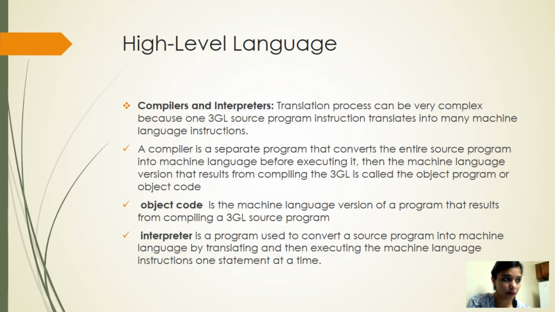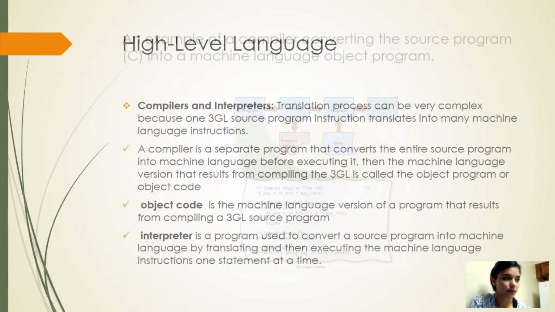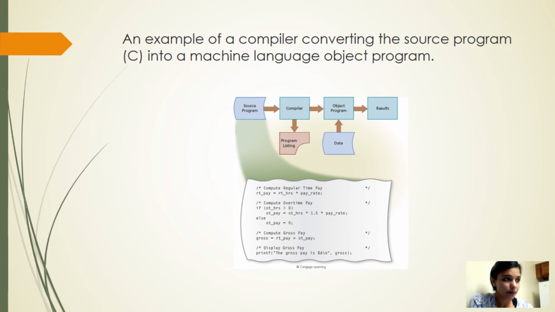Then we have compilers and interpreters. The translation process can be very complex because the 3GL source program instructions translate into many machine language instructions. A compiler is a separate program that converts the entire source program into machine language before executing it. The machine language version that results from compiling the 3GL is called the object program or object code. And that is an example of how a compiler converts the source program C into a machine language object program.